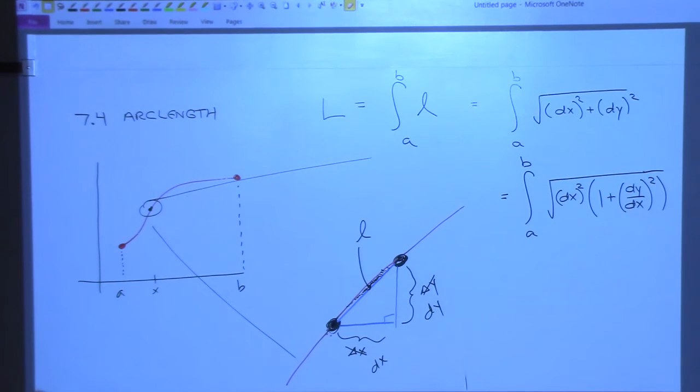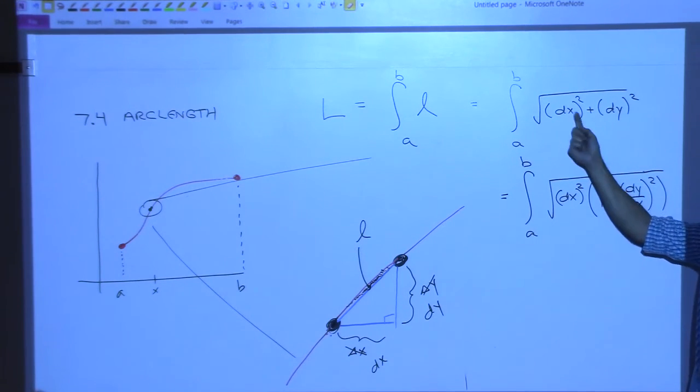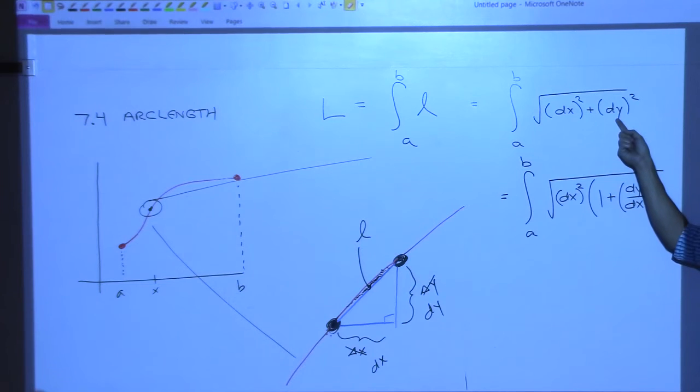What did I do there? I factored a dx squared out of here and here. When I pull a dx squared out of here, it becomes a 1. When I pull a dx squared out of here, well, there is no dx squared, right? So I have to divide by dx squared. So it becomes dy over dx squared.